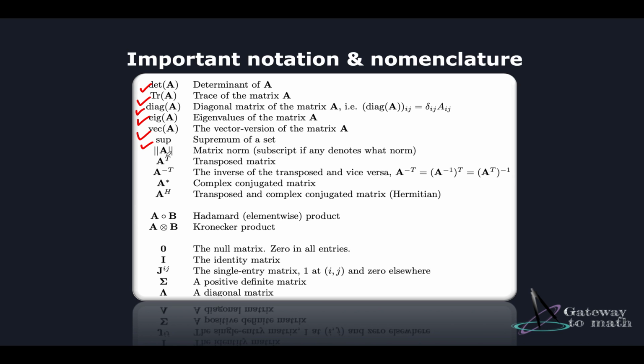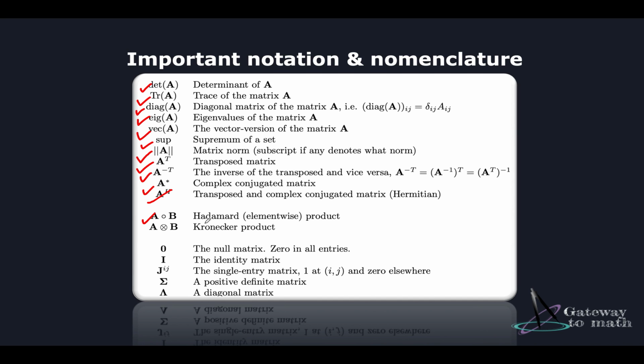Matrix norm will be represented with two vertical bars with the square matrix A. Transposed matrix will be represented with A raised to the power of t. The inverse transpose of a matrix will be represented with A raised to the power of negative t. A raised to the power of asterisk will represent complex conjugated matrix. A raised to the power of h represents transposed and complex conjugated matrix, also called Hermitian, either way.